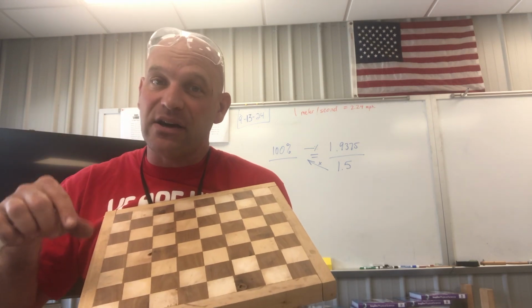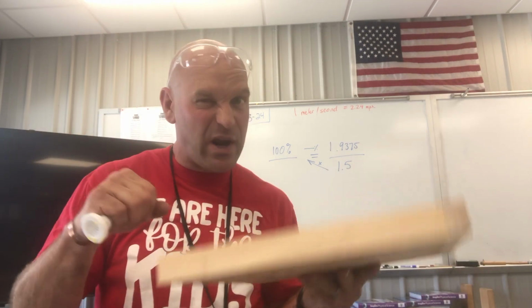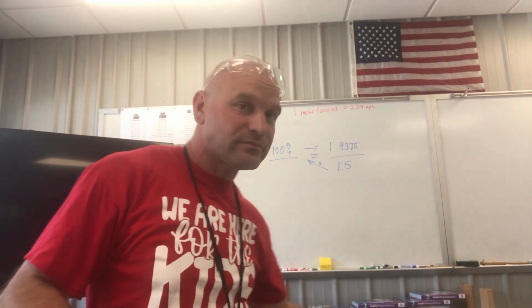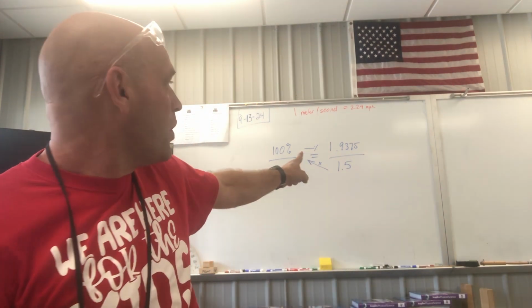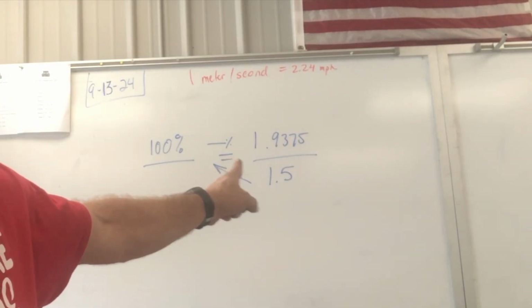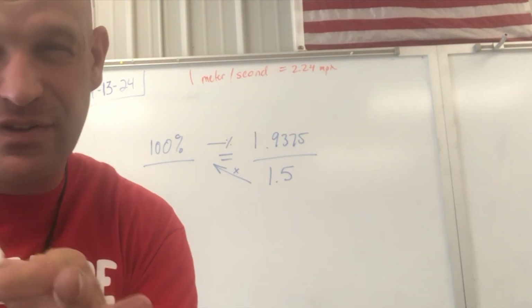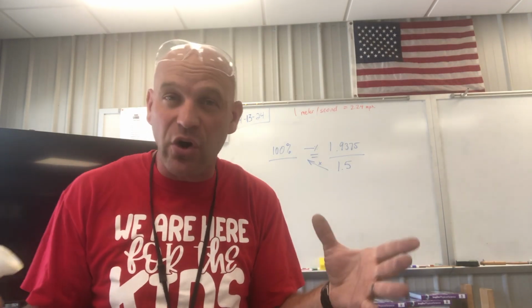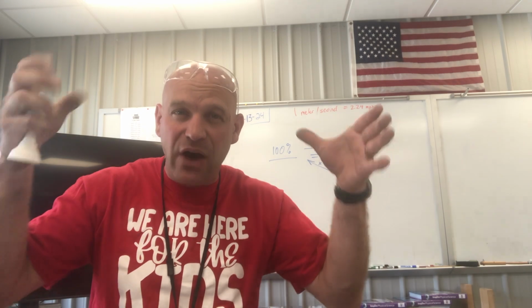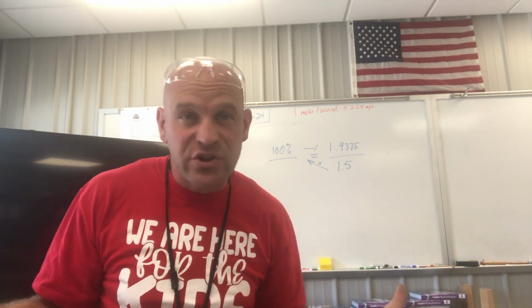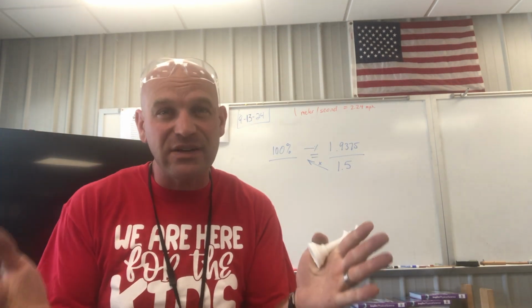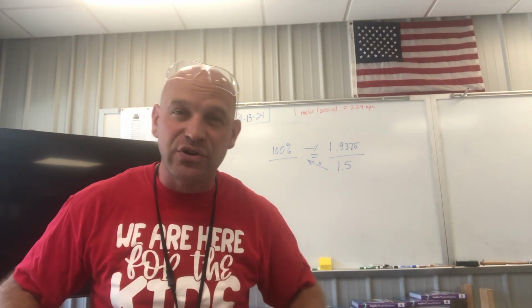We printed some that were quite a bit bigger. They were actually 1.9375 inches in diameter. So they were a little bit big. So we needed to figure out how to shrink those. So we did a proportion. An easy way to do a proportion is to cross multiply and then divide.